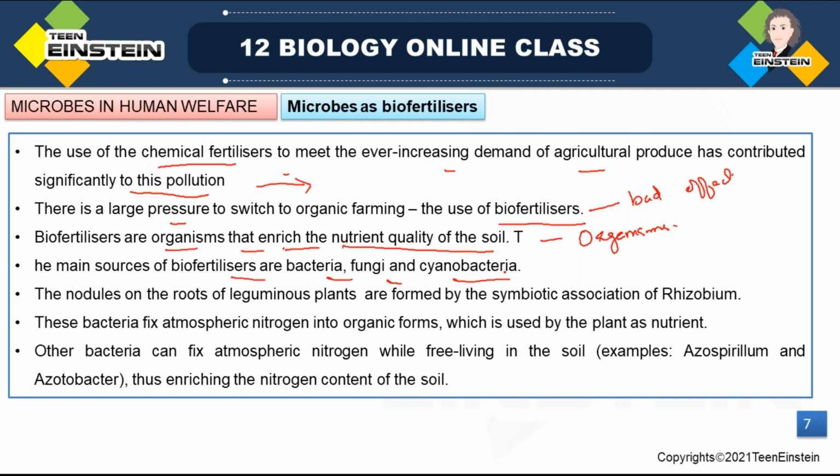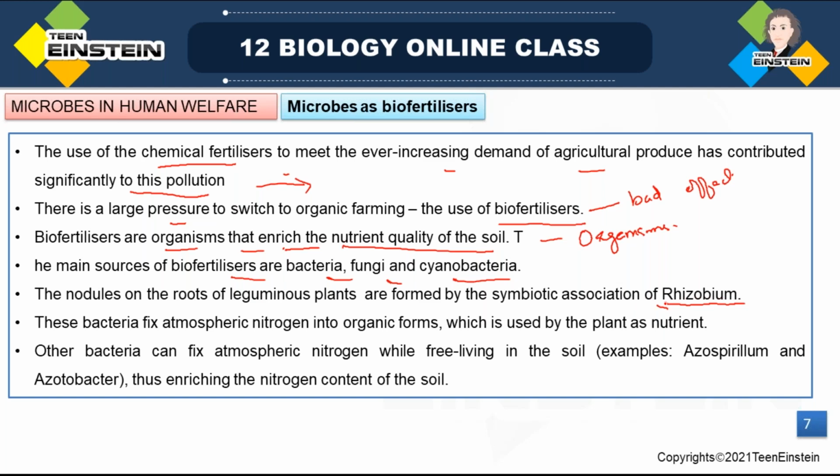A common example is the leguminous bacteria. We used to talk about leguminous plants. Here you can see Rhizobium. Note down all these points: leguminous plants have a symbiotic association with Rhizobium. Rhizobium forms a symbiotic association with the root nodules of leguminous plants.